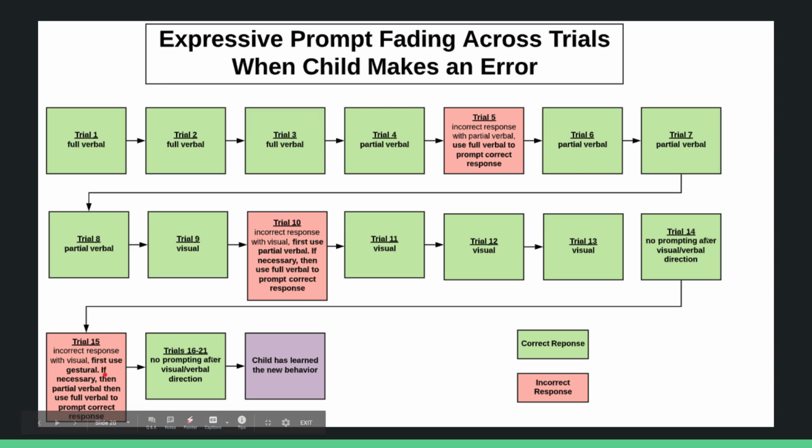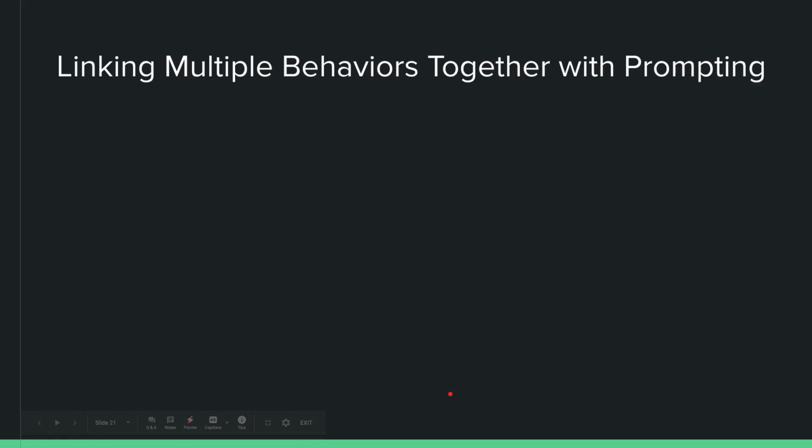First, you use partial verbal, and then full verbal if necessary, or use visual, then full verbal, or use visual, then partial verbal, then full verbal if necessary. So that should say visual, and that should say no prompting in place. So no prompting after a visual or verbal direction is given for 3 times in a row, or 4 out of 5 times, then we can assume the child has learned the behavior.